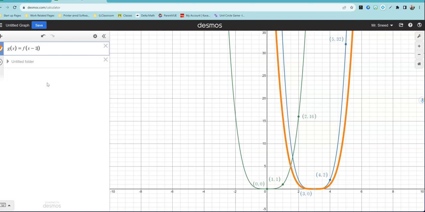But you'll notice that they're still not lined up. The other thing to notice is that the (2, 16) became (5, 32). Well, 2 plus 3 is 5. So that's the horizontal translation. The 16 becomes 32, the 1 becomes 2, the 0 doesn't change. So that means we're multiplying the y values by 2. And the minute we do that, our functions line up, and we've gotten the formula that we're looking for, or the equation.